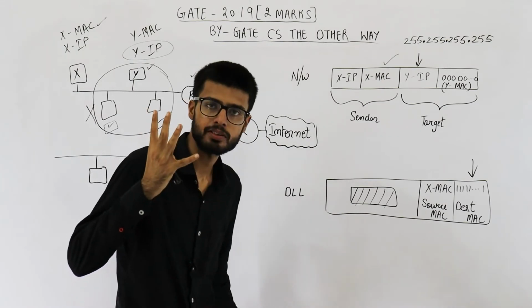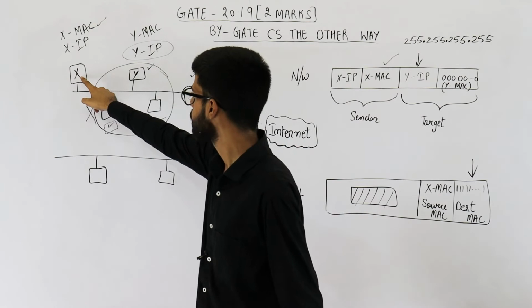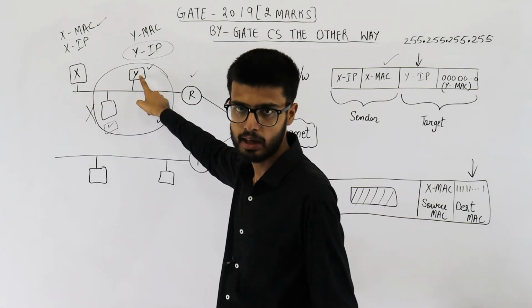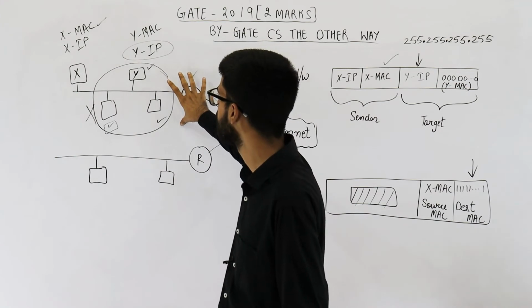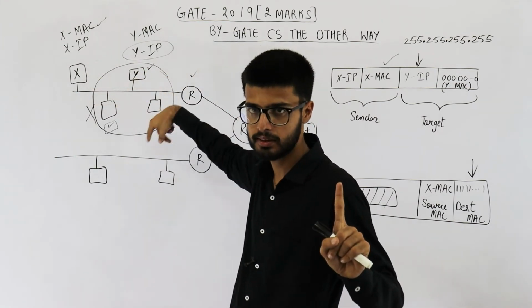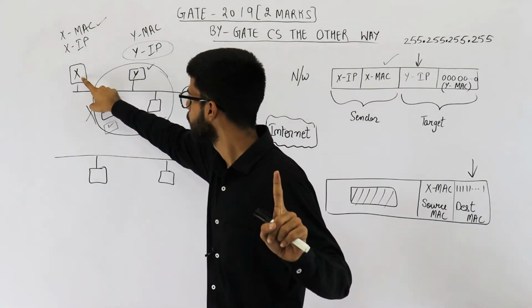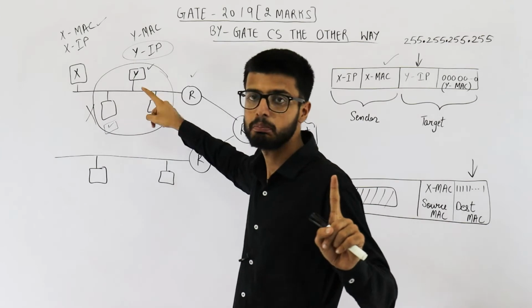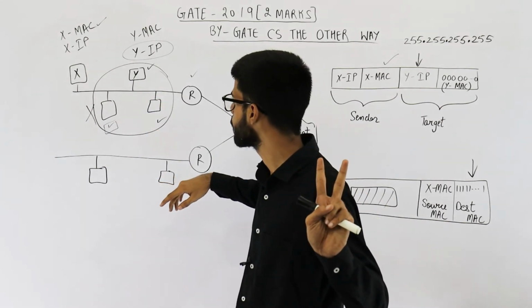There are four possibilities. The first possibility is X and Y are in the same network, the point that we just discussed, and X knows that. The second possibility is they are in the same network but X does not know this.